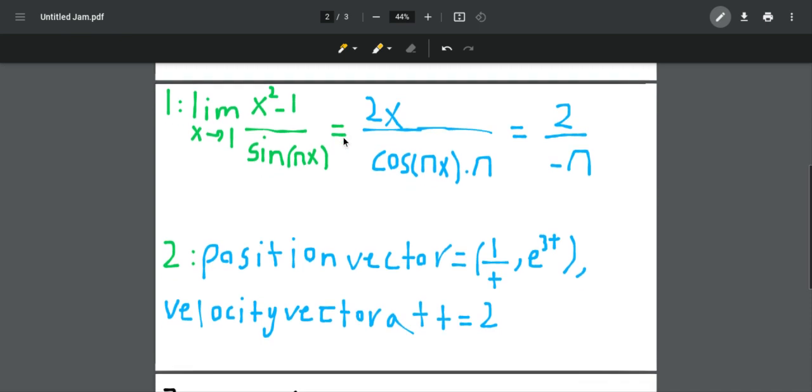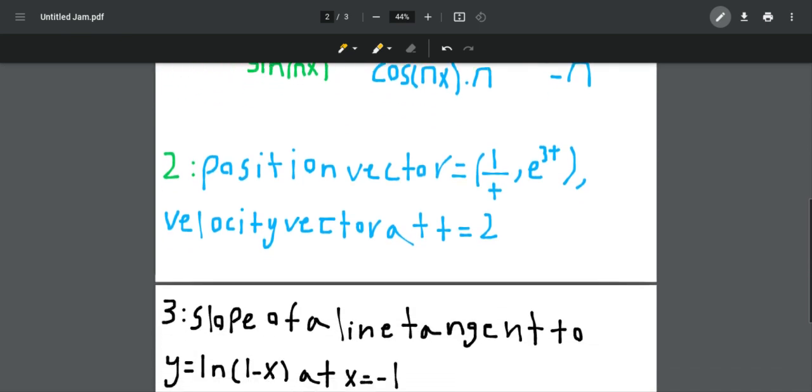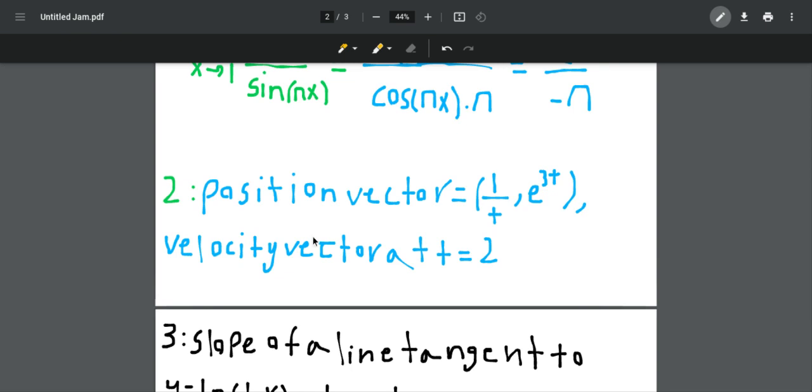Okay, let's go to the second question. We're given a position vector which has an x and a y component. The x component is 1 over t, and the y component is e to the power of 3t. Given this position vector, we want to find the velocity vector at t equals 2. So remember, velocity is the first derivative of position.